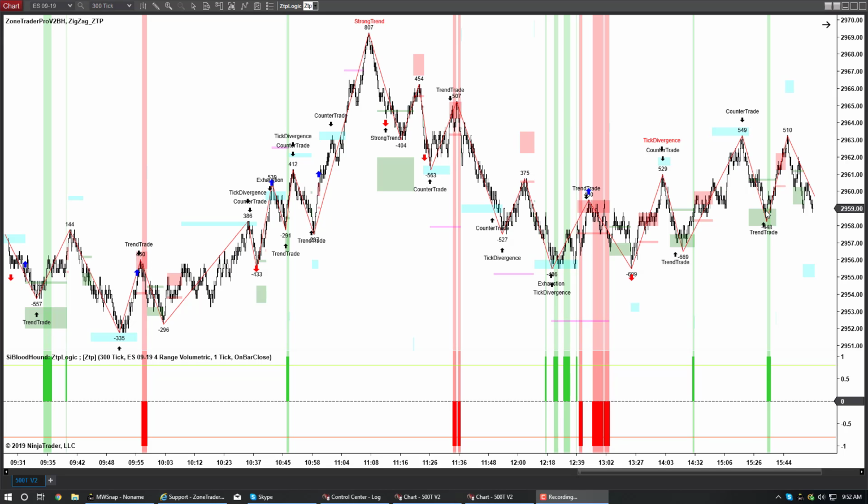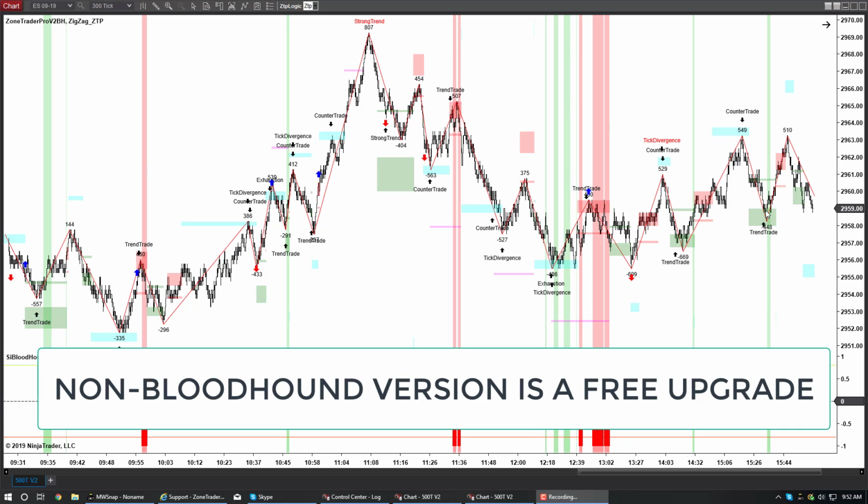I'm going to be doing a special video on integrating Bloodhound itself, but for now we're going to go over the settings in the Bloodhound version, because they're the same as the settings in the regular version. The difference between the two is only that the Bloodhound version has the values exposed so that Bloodhound can work. All of the ZoneTraderPro lifetime license customers will be able to upgrade to this new version, but without the Bloodhound signals, for free.